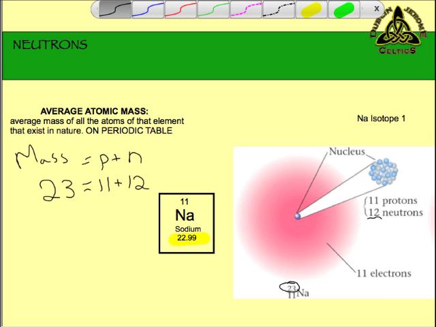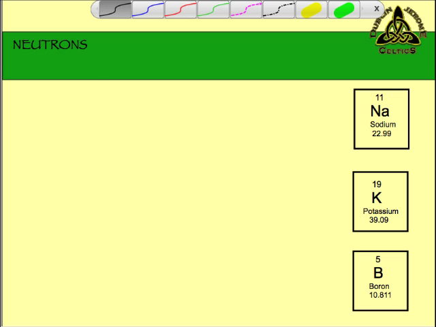We can also practice that. How many neutrons are in these? Sodium we just did: 22.99, we'll round up to 23. The mass is protons plus neutrons, so subtract 11 protons. Neutrons equals question mark, or you can use an X instead. 23 minus 11 is 12. So the answer is 12 neutrons.